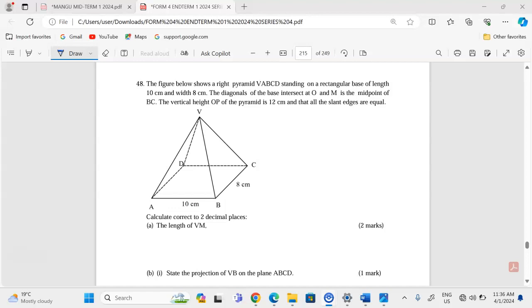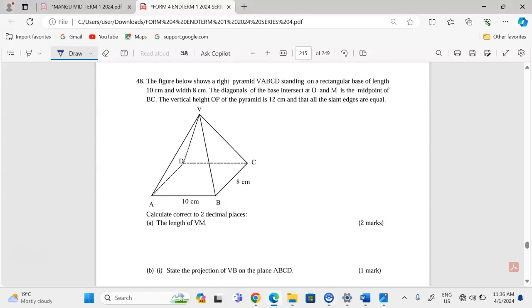Then we are told the vertical height OP of the pyramid is 12 centimeters and that all the slant edges are equal. So we can see the diagram here. We try to indicate some statements which are in the information but not shown on the diagram. We have the diagonals of the base. We are told that they are intersecting at O.